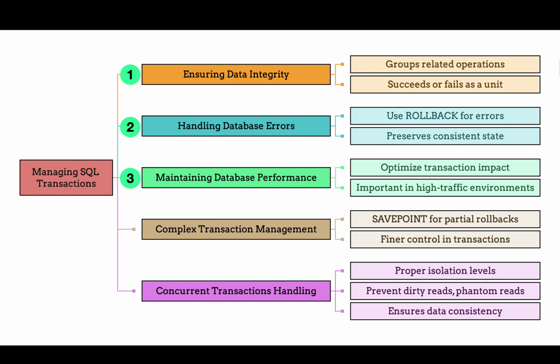3. Maintaining database performance. Transactions can be optimized to minimize their impact on database performance, particularly in high-traffic environments. 4. Complex transaction management. Savepoint allows for sophisticated transaction management, enabling partial rollbacks and finer control. 5. Concurrent transactions handling. Proper transaction isolation levels help manage the visibility and effects of concurrent transactions, ensuring data consistency and preventing issues like dirty reads or phantom reads.